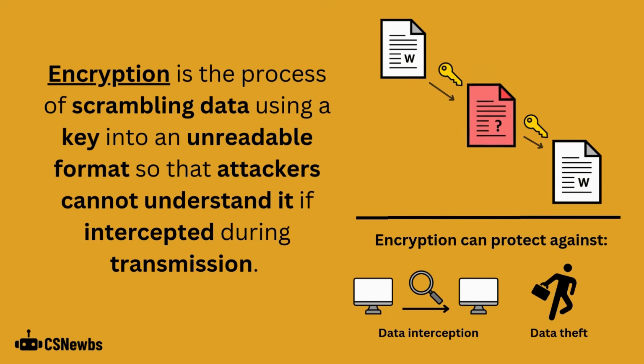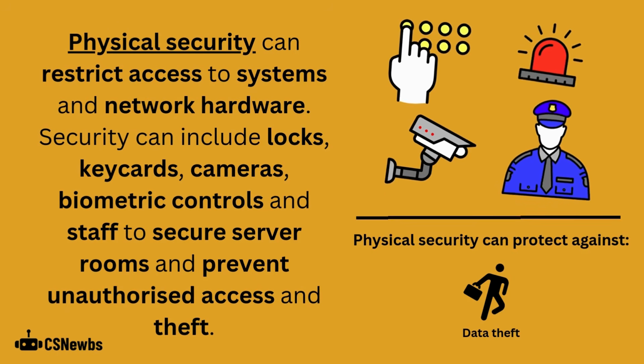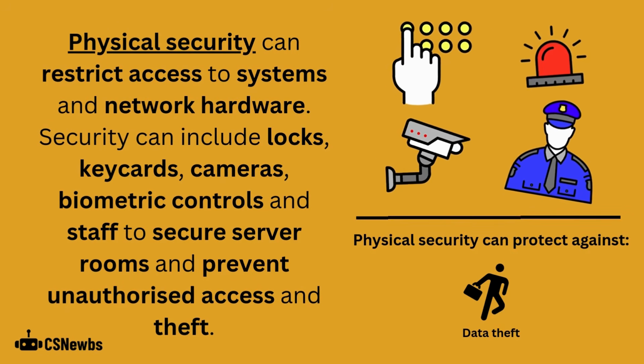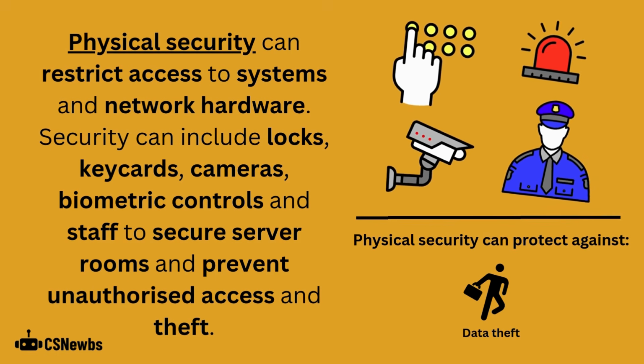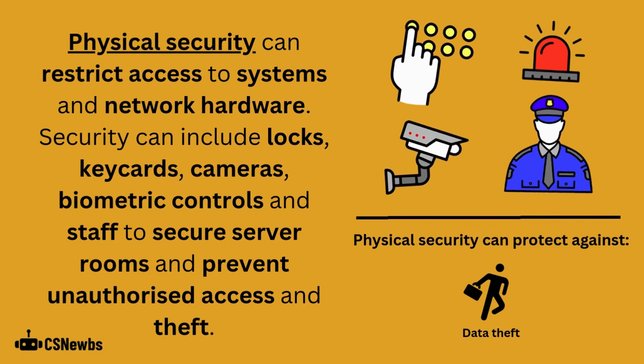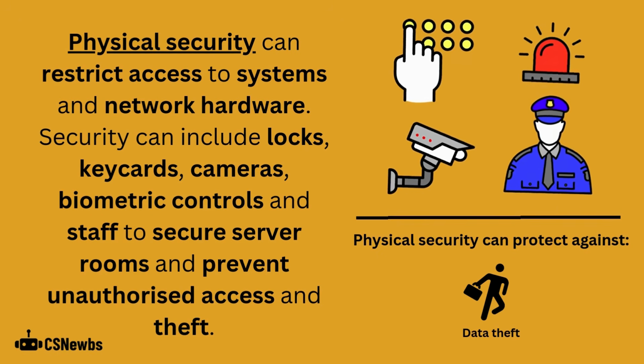Encryption is the process of scrambling data using a key into an unreadable format so that attackers cannot understand it if intercepted during transmission. Encryption can protect against data interception and data theft. Physical security can restrict access to systems and network hardware. Security can include locks, keycards, cameras, biometric controls, and staff to secure server rooms and prevent unauthorized access and data theft.